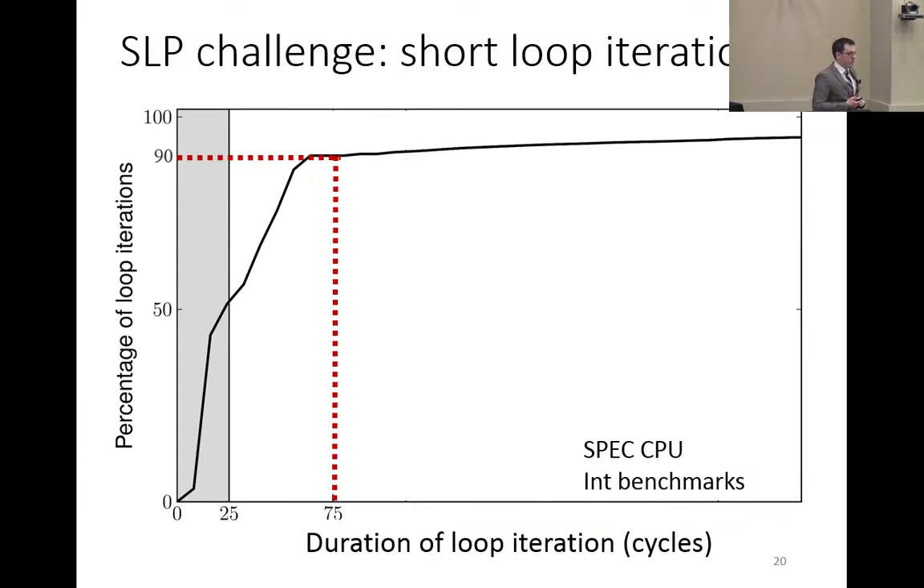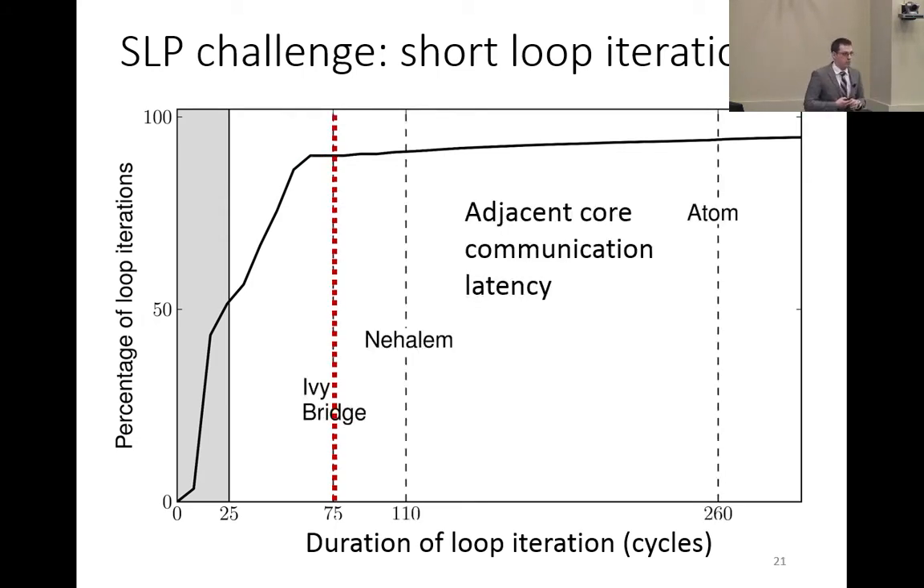To put this number, 75, in perspective, I measured the latency that we pay today to move one single byte between adjacent cores in a single chip. I designed a micro benchmark and ran it on multiple platforms. Here I show three different generations of Intel processors. And what you can see is that even in the optimistic case, we have to pay at least 75 cycles.